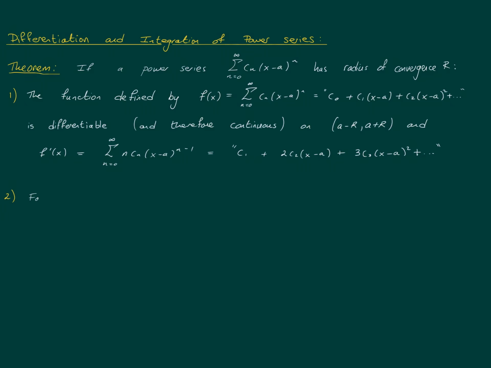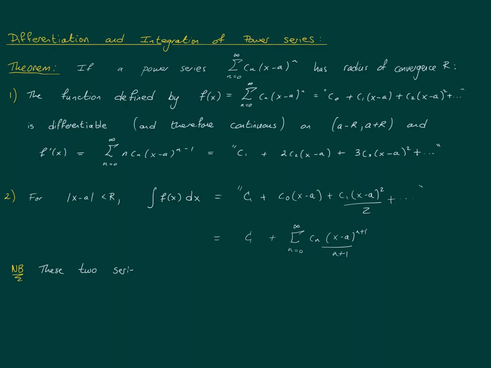Secondly, for absolute value of x minus a less than r, assuming you still have this radius of convergence r, the integral of f of x dx is equal to some constant C plus c0 times x minus a plus c1 times x minus a squared over 2 plus dot dot dot and so on. Which, if we summarize into the series notation, is this constant of integration C plus the sum of cn times x minus a to the n plus 1 over n plus 1, where n goes from 0 to infinity.